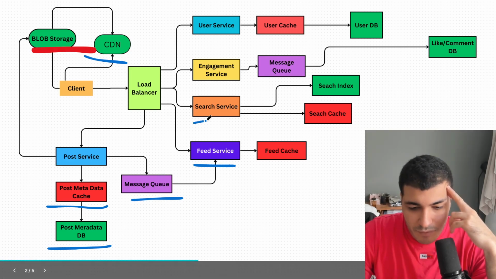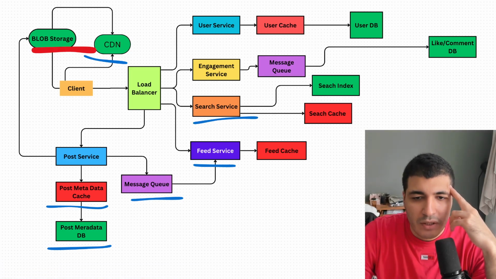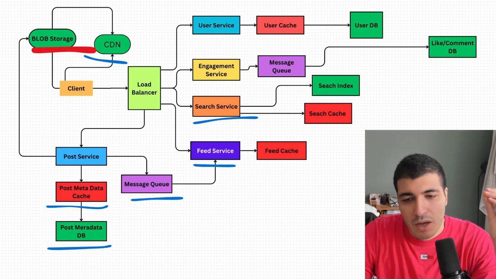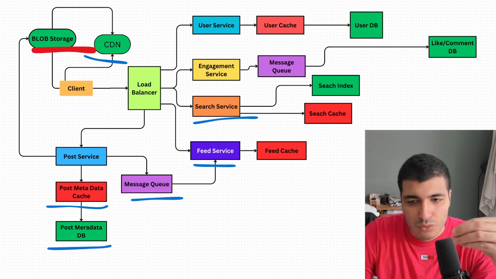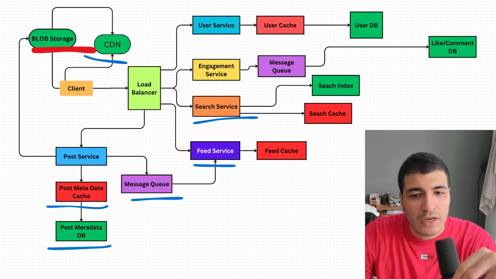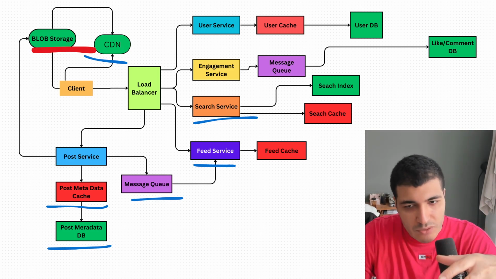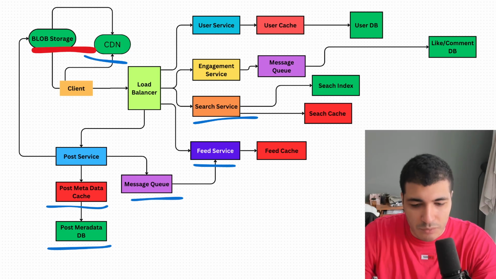Next, I guess we have the search service. It enables users to search for users, posts, hashtags, etc. It uses a search index to index and search efficiently. It uses a search cache for commonly queried terms. Its updates come from the post service via the message queue.